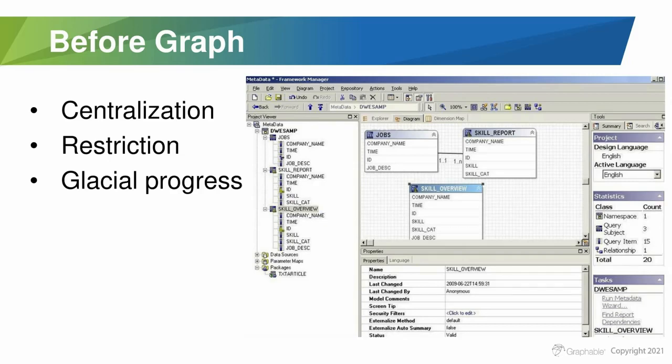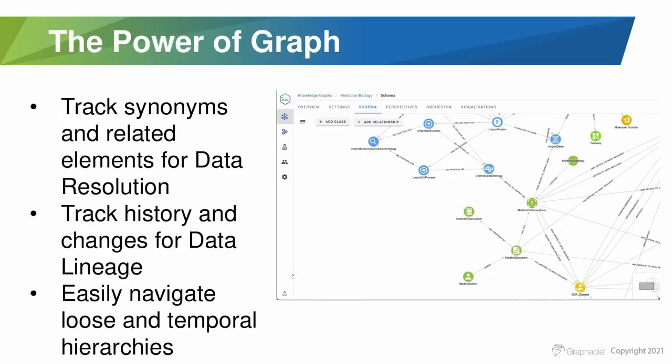And so if we look at this process, how can we then use graphs in order to help make things better? When we look at the power of graph, the power really lies in these relationships that we see on our screen here. And so what we see is that using these relationships, we can track these synonyms and related elements for data resolution.